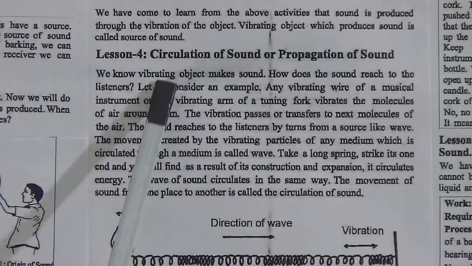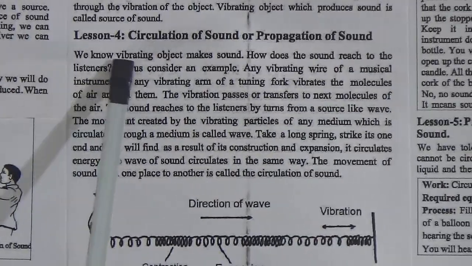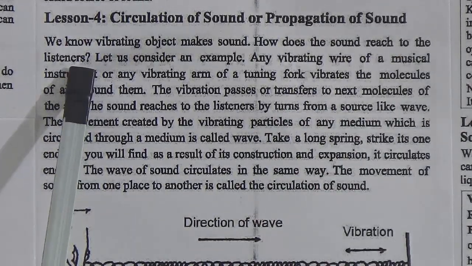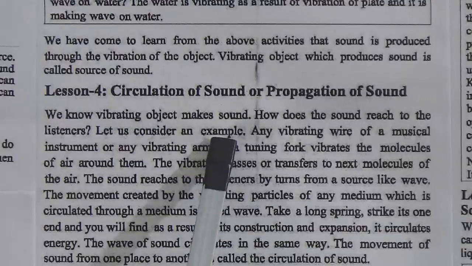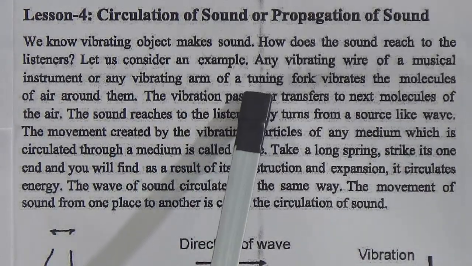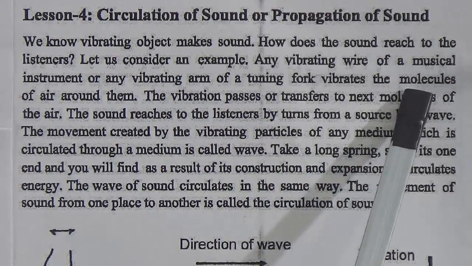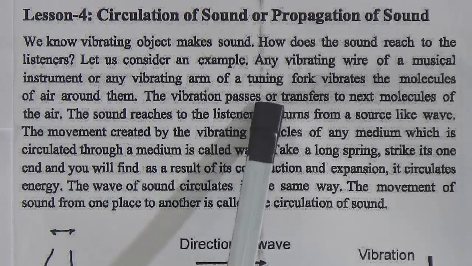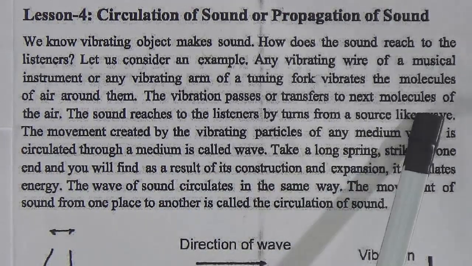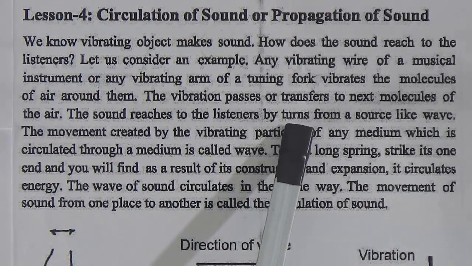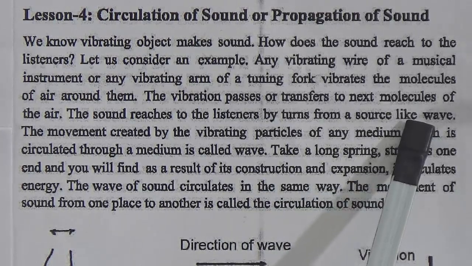Now lesson 4. Circulation of sound or propagation of sound. We know a vibrating object makes sound. How does the sound reach the listeners? Let us consider an example. Any vibrating wire of a musical instrument or any vibrating arm of a tuning fork vibrates the molecules of the air around them. The vibration passes or transfers to the next molecules of the air. The sound reaches the listeners by turns from a source like a wave.